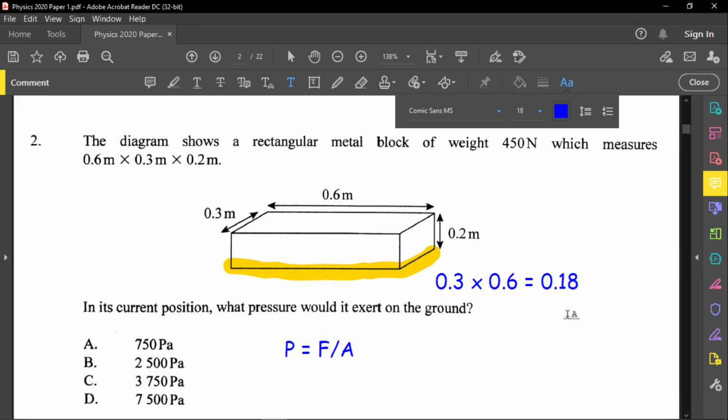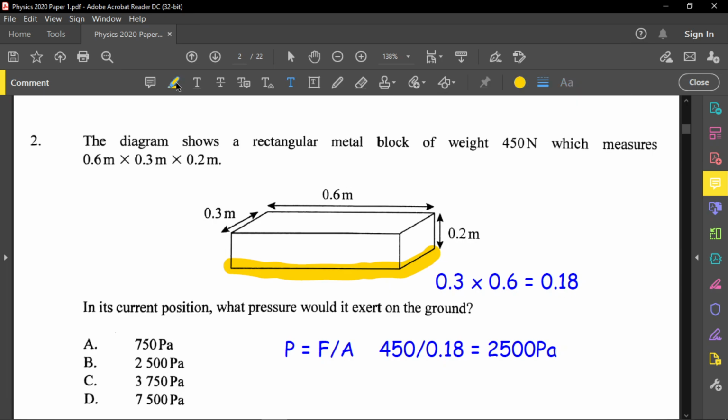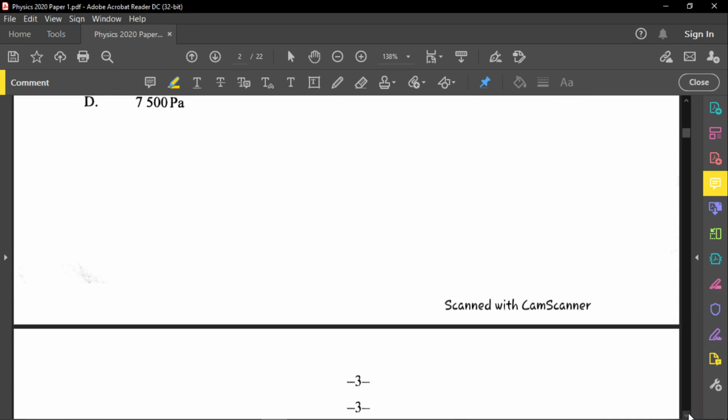All right, so now let's plug that into our equation and say that 450 divided by 0.18 will be equivalent to 2500 pascals. Okay, so that now is our answer, and so option B is the correct answer for number 2. All right, now let's jump to question number 3.